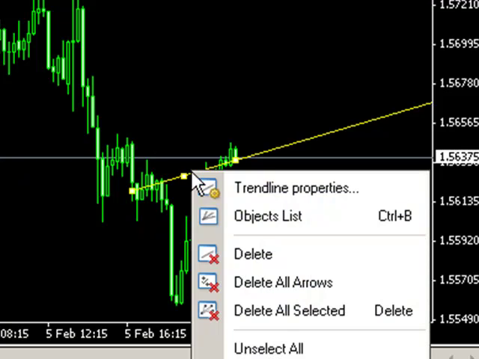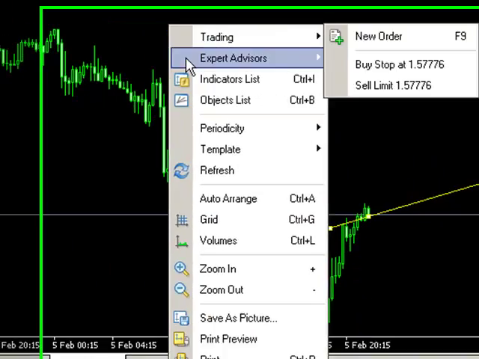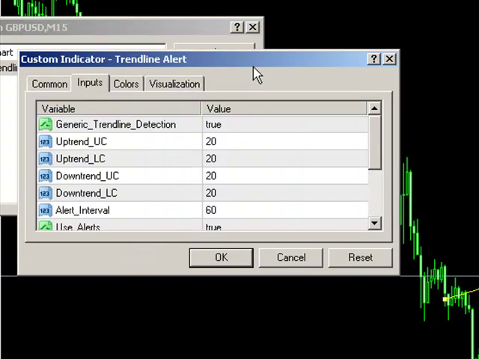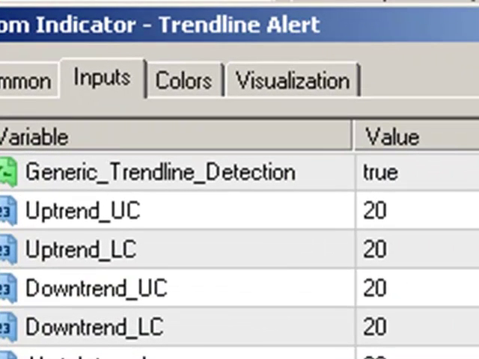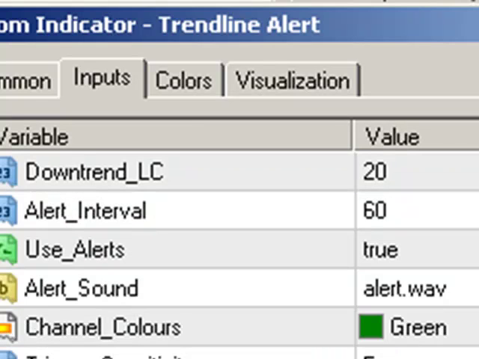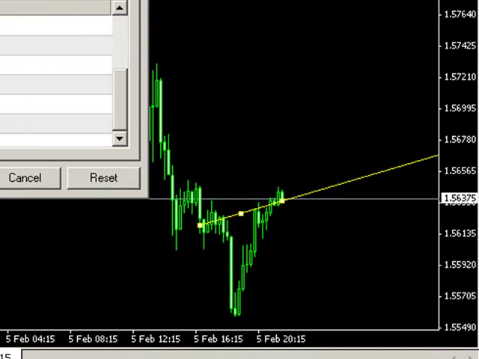What we could do, of course, is name this trend line, and we can designate it up. So let's just do that. And what I can also do is edit the upper and lower channels. In this case it's 20 pips, and I've also told the system that I want to use alerts. That's set to true, and I can also set the channel colors around the trend line. In this case they're going to be green, and I've set fractional pips to true, so that as my platform is quoting down to 5 decimal places, I need to set that to true so I get a correct pip reading.